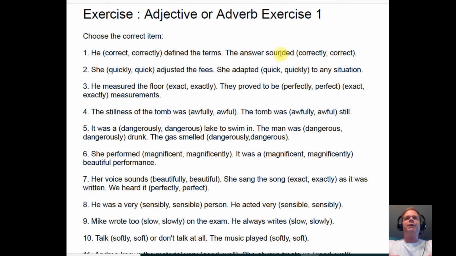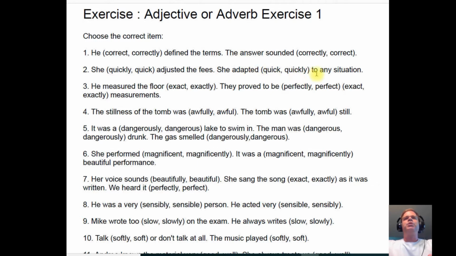The answer sounded, and then we've got correctly or correct. Now, what is this modifying? Well, answer. The answer. And what part of speech is this? It's our subject. It's a noun, so we use the adjective form. Correct. The answer sounded correct. She quickly or quick adjusted the fees. So again, we want to look at what is this modifying? It's modifying adjusted. What part of speech is that? That's a verb. So we're going to go with the adverb form. She quickly adjusted the fees.